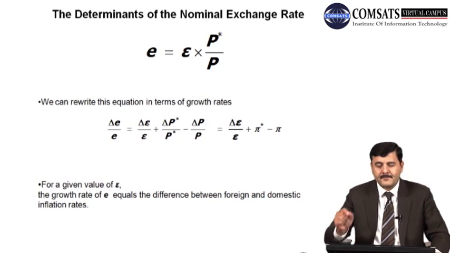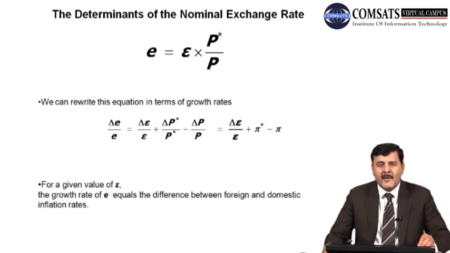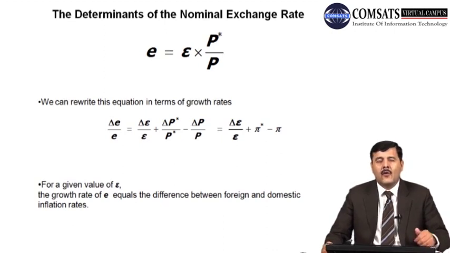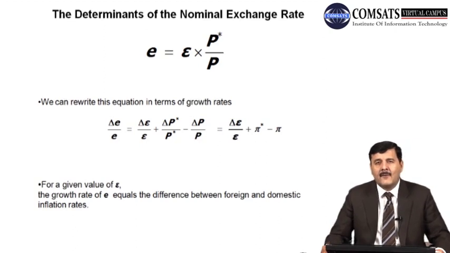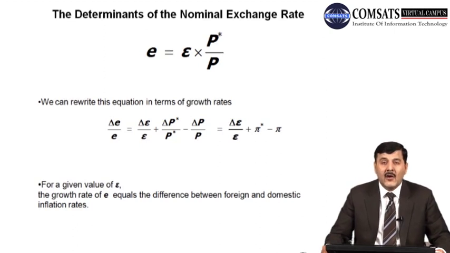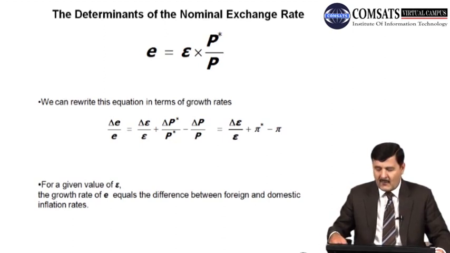So for any given value of the growth rate of the real exchange rate, delta e over e, the growth rate of the nominal exchange rate depends on the foreign and domestic inflation rates. So we can conclude that the determinants of the nominal exchange rate are the foreign and domestic inflation rates. The nominal exchange rate depends on the foreign inflation rate and the domestic inflation rate.